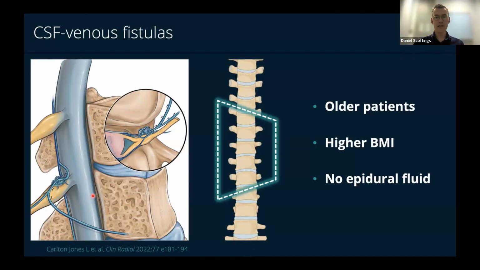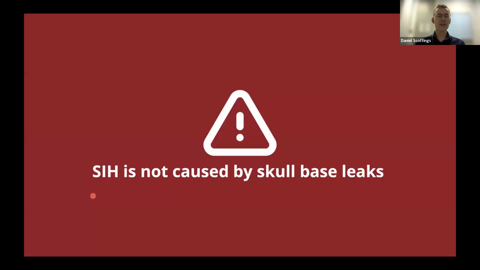An important thing to remember, and one that's often misunderstood, is that this clinical syndrome of SIH and these MRI appearances that we see, and we're going to come onto those shortly, don't occur as a result of CSF rhinorrhea or otorrhea. If you see brain findings of SIH, then we need to be looking in the spine for the leak. The leak is not going to be coming from the skull base.